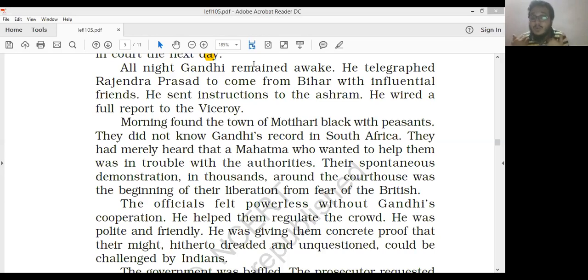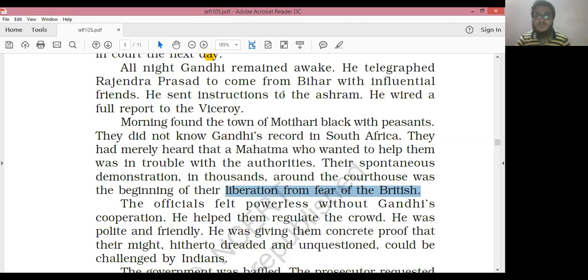See, if someone wants to help you, you will definitely support him or her. Similarly, these people heard that Gandhiji is their supporter. Gandhiji wants to work for them, so definitely that's the reason they stood up and joined the movement towards Gandhiji. Their spontaneous demonstration in thousands around the courthouse was the beginning of the liberation from fear of the British. Students, underline here: liberation from fear means a state of being released or free from the fear of the British.